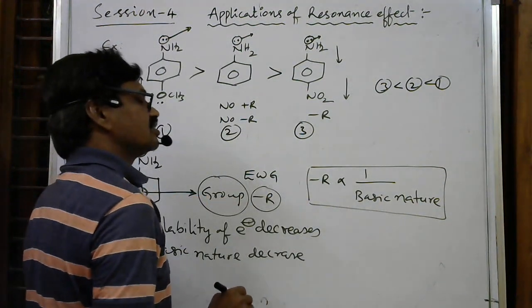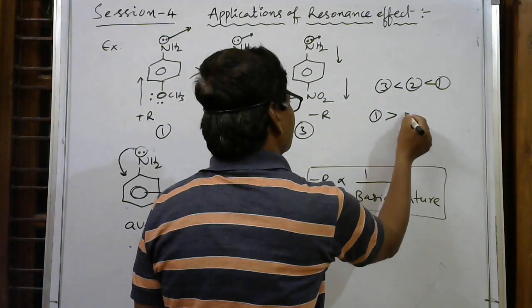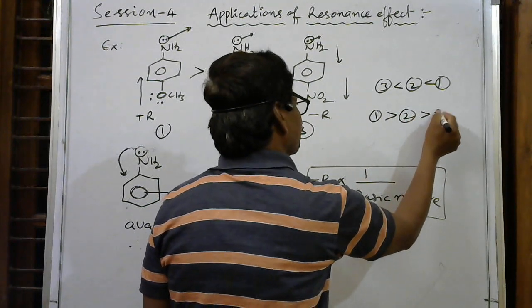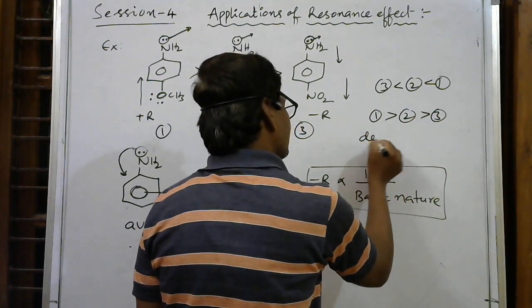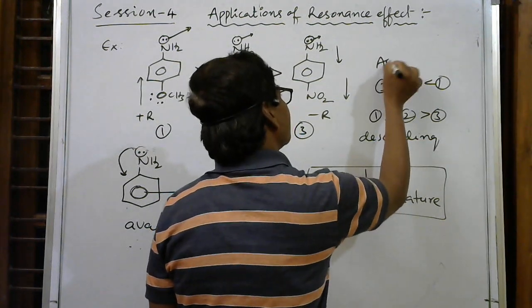This is the decreasing order. Increasing order of basic nature. Decreasing order means first we have to write 1. 1 is greater than 2 is greater than 3. This is the decreasing order, otherwise descending. And this is ascending, otherwise increasing order.